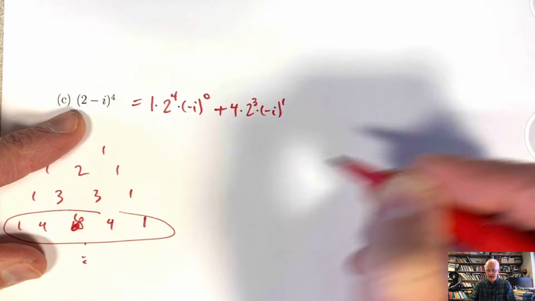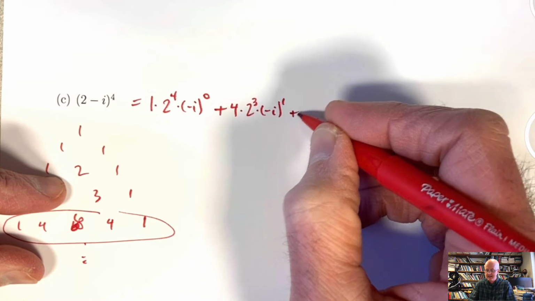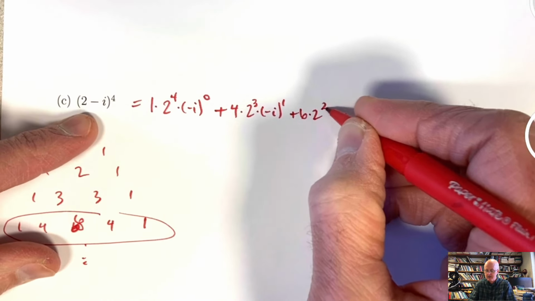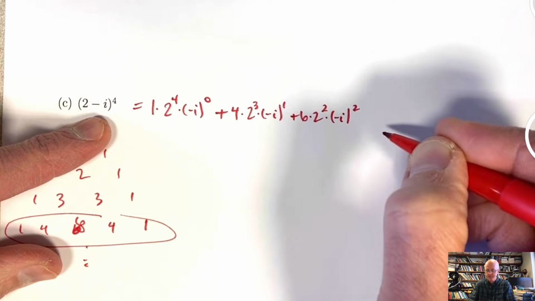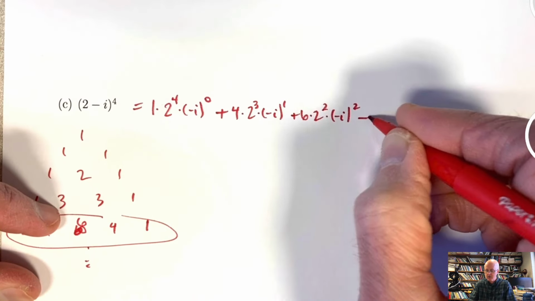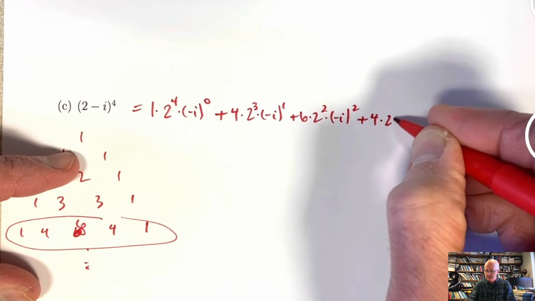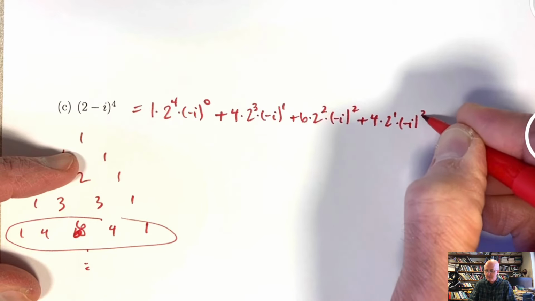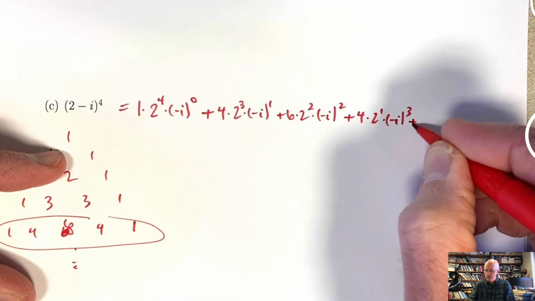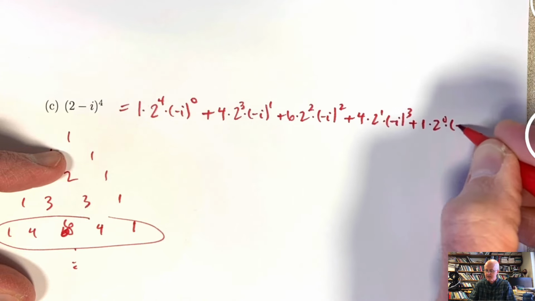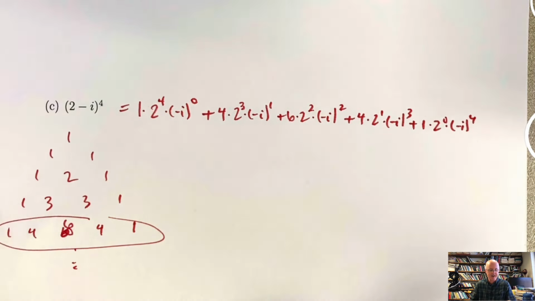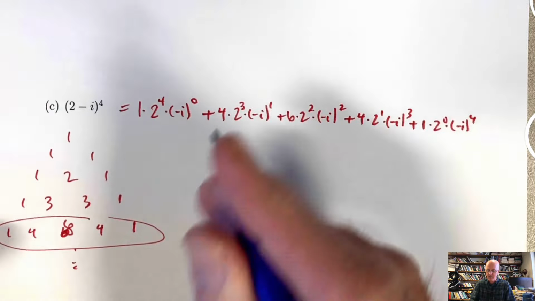Keep going. The next coefficient is 6, so I get plus 6 times 2 squared times negative i squared. Then the next coefficient is 4 times 2 to the first times negative i to the 3rd. Last coefficient is 1 times 2 to the 0 times negative i to the 4th. Since I got a bunch of negative i's to these powers, I probably should figure out what those are.